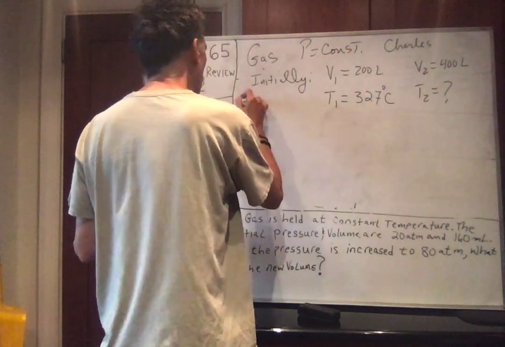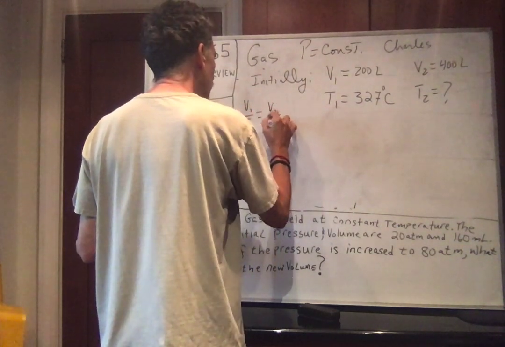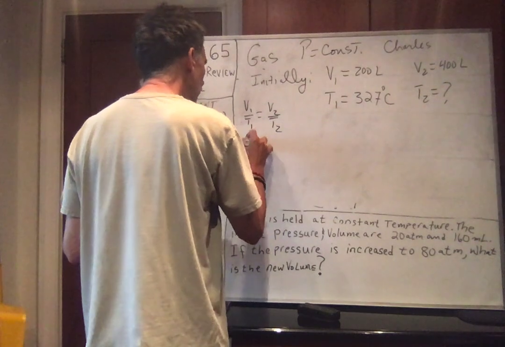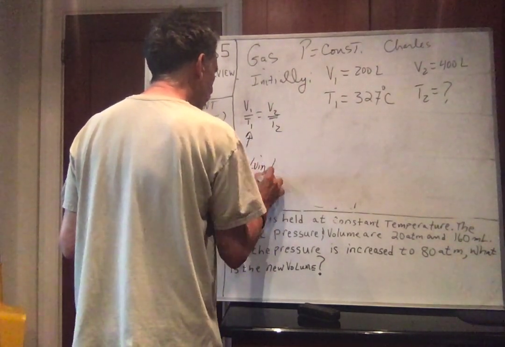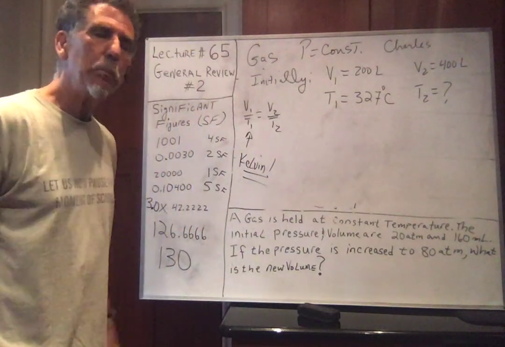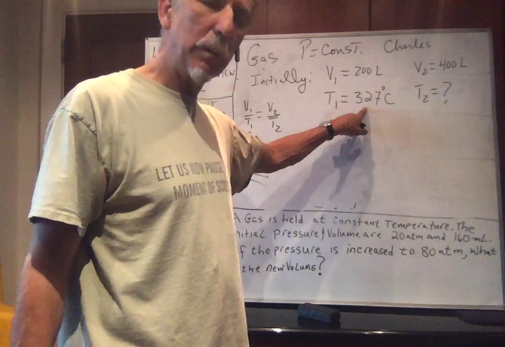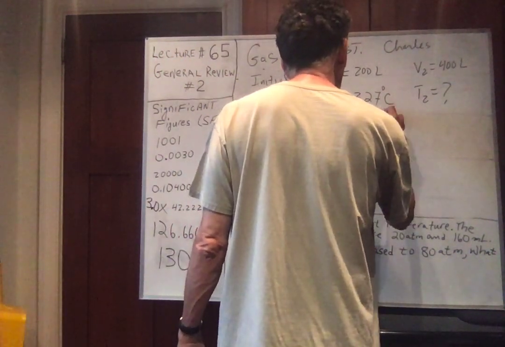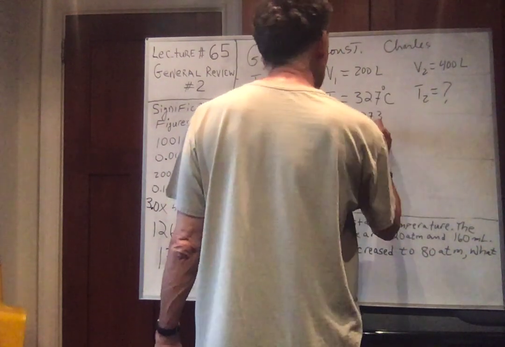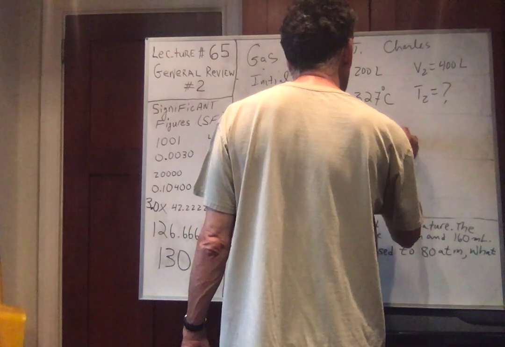So Charles' law is V1 over T1 equals V2 over T2, but we have to have T in Kelvin. Right? We got to convert to Kelvin before we do our calculation. Well, I made this 327. How do we get to Kelvin? We add 273. So let's add 273 to that. Okay, we get 600. Okay, Kelvin.